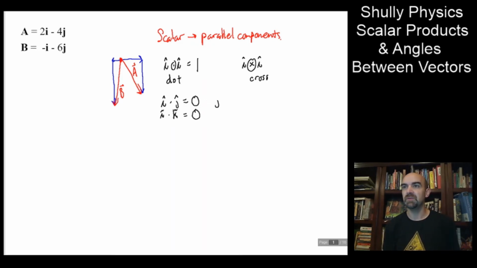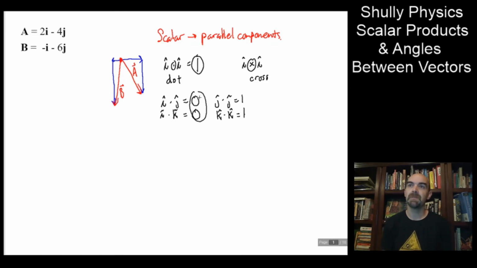And we can also assume that j dot j would be 1 and k dot k would also be 1. If you ever have a component of a vector that's in the same direction as a component of another vector, you will multiply those. You'll take the scalar product of those two and keep it. And just keep in mind, any number times 1 is that number.